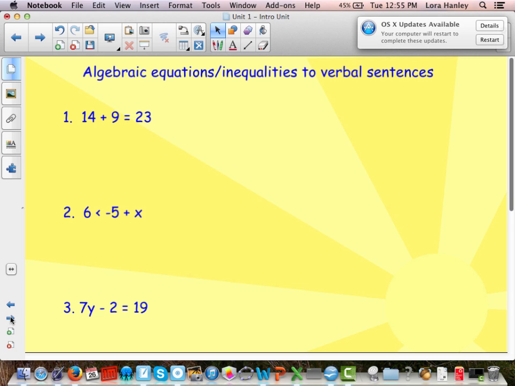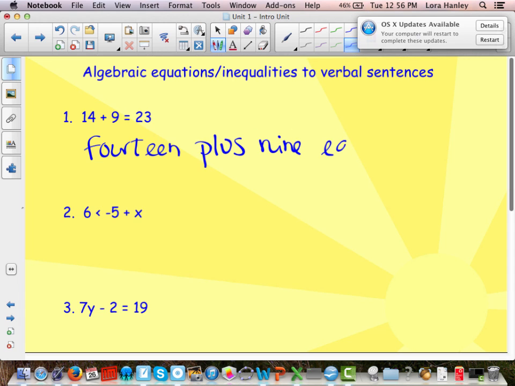We can also change equations and inequalities into verbal sentences. So there are a number of correct answers to solving these. You just want to use whatever makes sense to you. The easiest way is usually the best, that way we have no room for error. So number 1, I would translate that into 14 plus 9 equals 23.